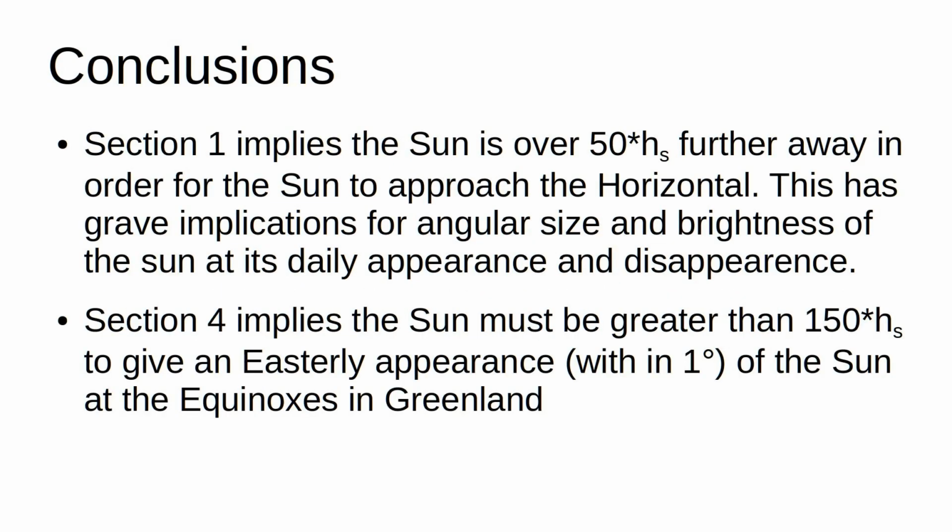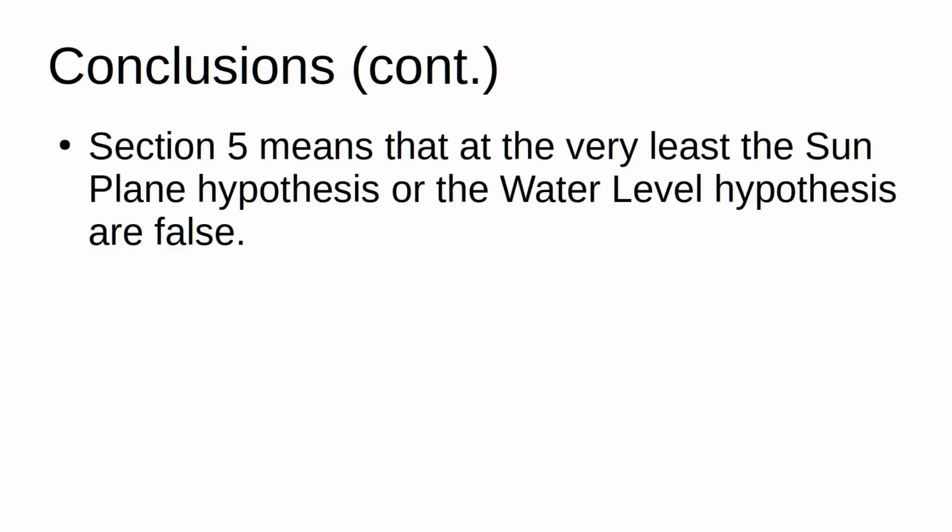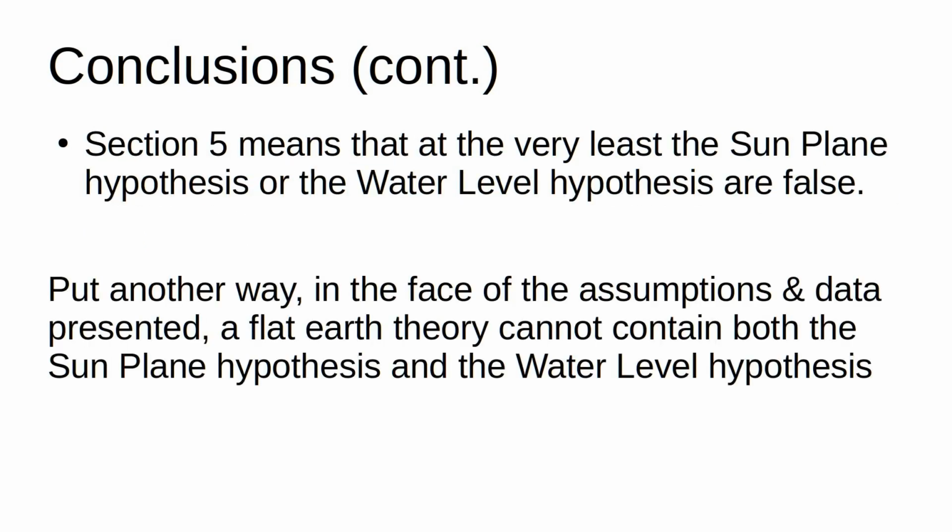Section 4 also implies that the Sun must be at a great distance from E in order that observers in other parts of the world also experience an easterly appearance of the Sun. In the case of Asyut, 150 times hs was still 1 degree off a due east appearance. This makes the results from sections 2 and 3 even more of an issue. Finally, section 5 indicates either the sun plane hypothesis or the water level hypothesis is false. In the face of the assumptions, data and calculations presented, a flat Earth theory cannot contain both the sun plane hypothesis and the water level hypothesis.